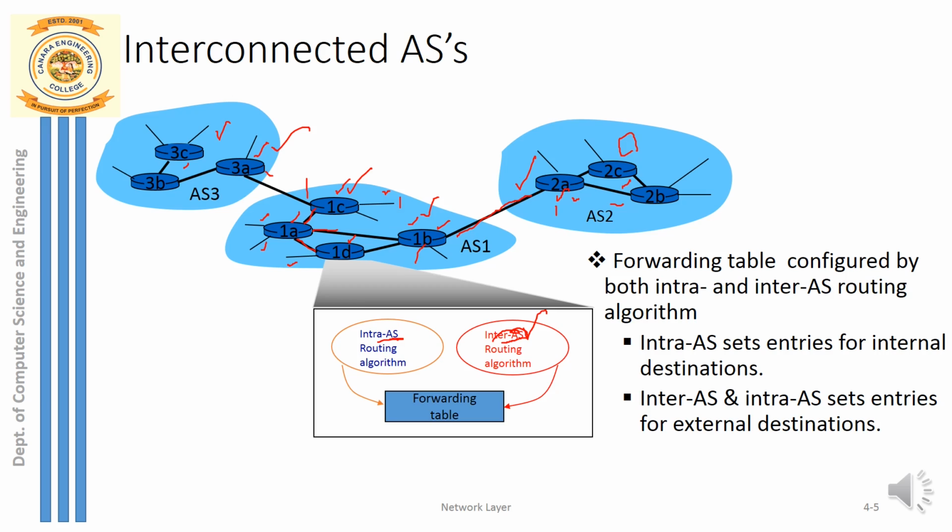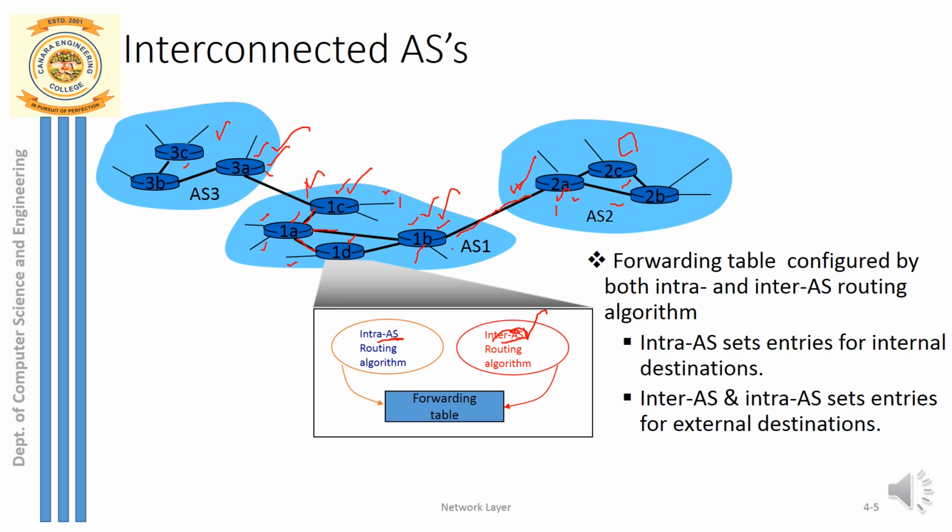inter-AS routing algorithm. So between AS1 and AS2, and between AS3 and AS1 also, there should be some inter-AS routing algorithm implemented. Remember, it is the gateway routers which should implement this protocol or algorithm. It is only the gateway routers which should implement that. And you can see here every router maintains a forwarding table.